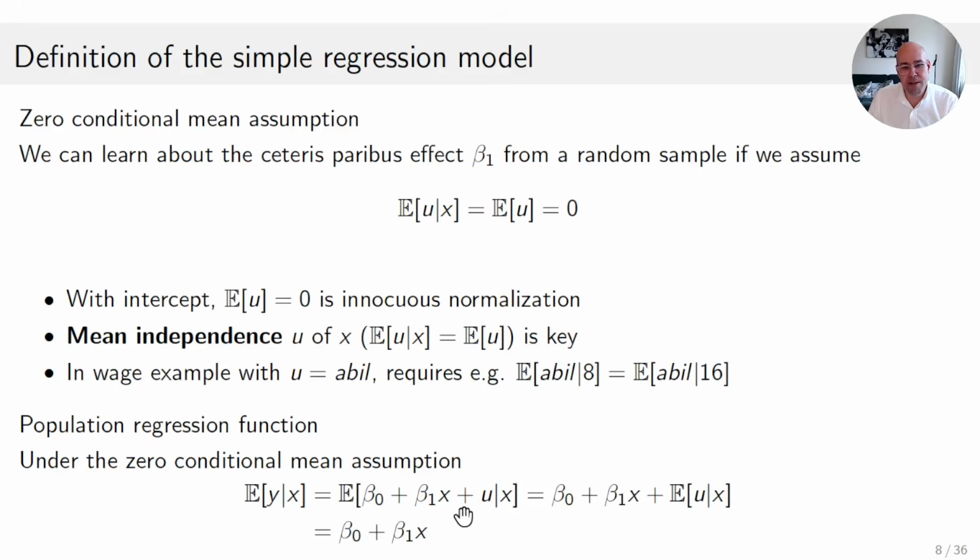And the third element is u, so it's the expectation of u given x, under the zero conditional mean assumption, this third element is going to be 0. So that means that the expectation of y, the dependent variable, given x, is a linear function of x and is given by beta naught plus beta 1x.